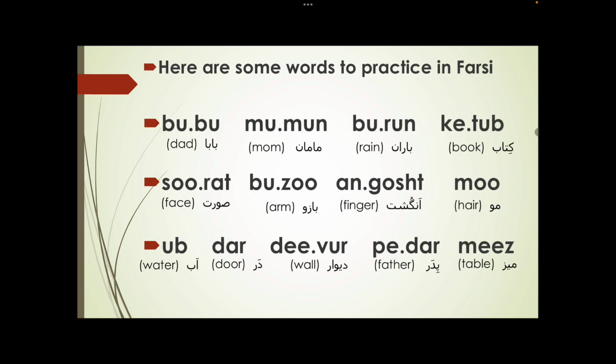So here are some words that we can practice in Farsi. So let's take a look at the very first word. So here we have the word baba. But we put a period here. So what does this period mean? It means that we are separating the word baba into two syllables. Ba, ba. So that way, whenever we're pronouncing the full word, we can just say baba.